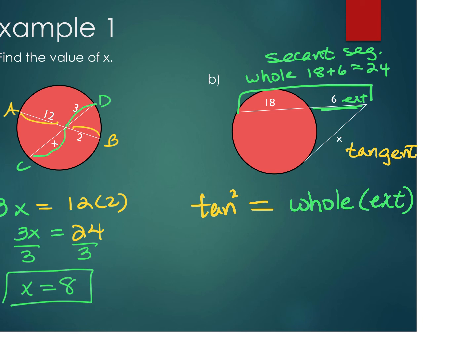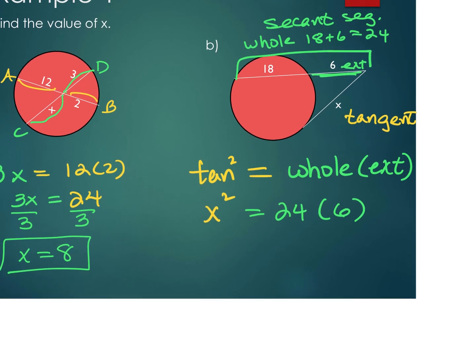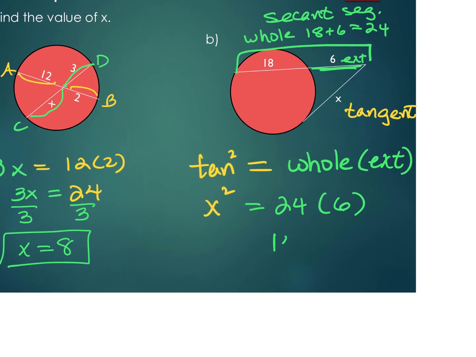I'm going to plug in my numbers. So my length of my tangent is x, so I'm going to square that. My whole, I already did that, it was 24, and the external piece was 6. I need to multiply 24 and 6. I get 144. I'm setting that equal to x squared. Remember, when we're solving for a variable squared, we are going to square root both sides. So I'm going to square root the x squared and the 144, which leaves me x is equal to plus and minus 12.